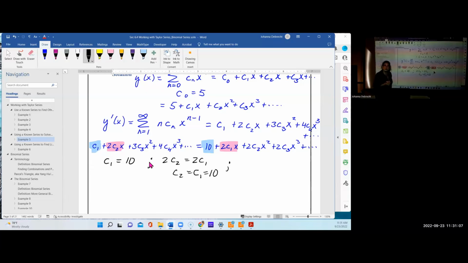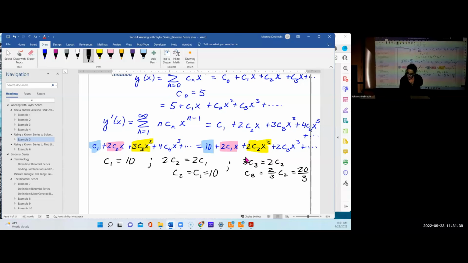All right, we can continue in this fashion. Let's take a look at the next one. We have 3c3x squared, which has to be equal to 2c2x squared. So this tells me that 3c3 has to equal 2c2, which means that c3 is 2/3 c2, and c2 is 10. So this is 20 over 3.